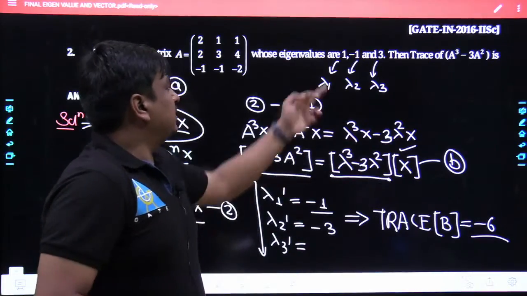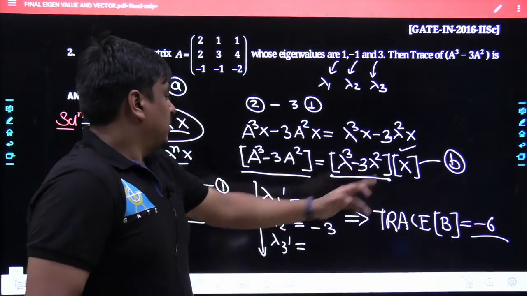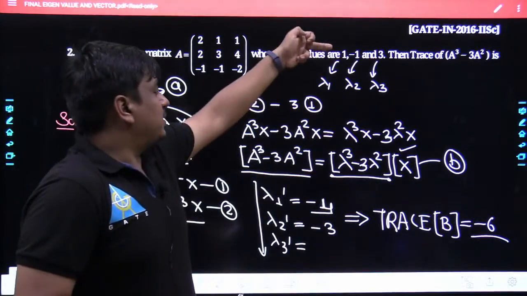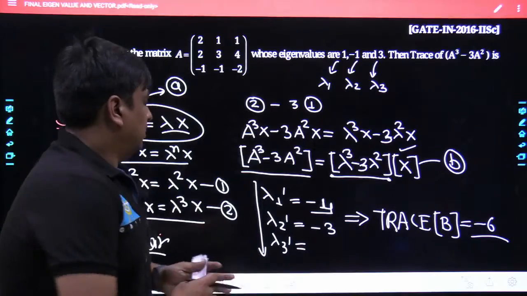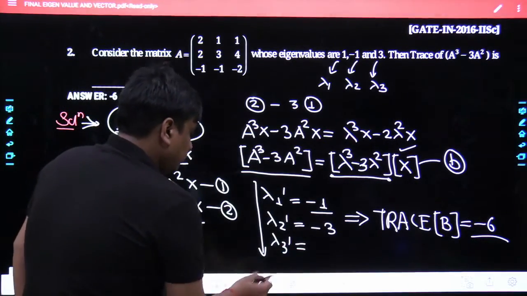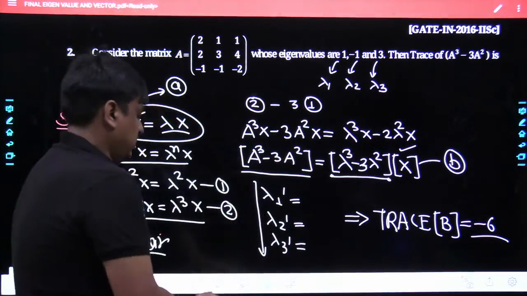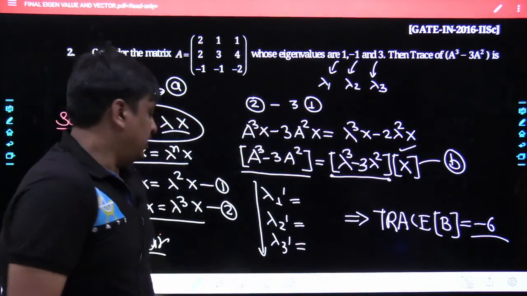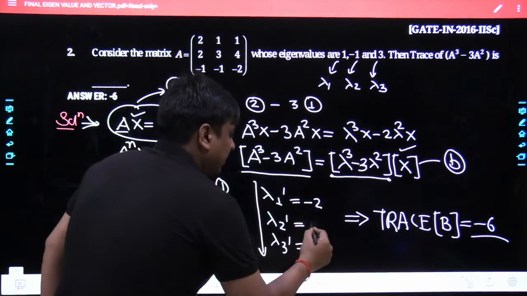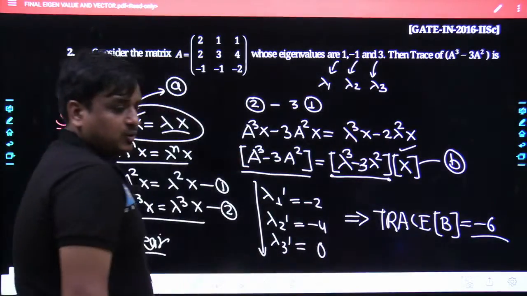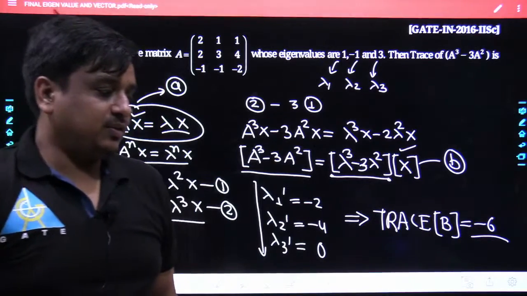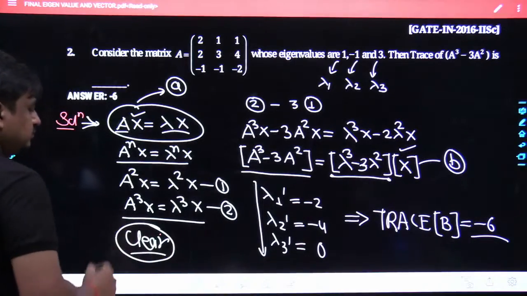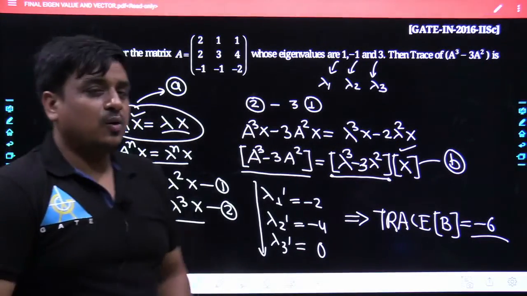Now you can start feeding the data. Here it would be 1 minus 3, that would be minus 2, and then minus 4, and here it would become 0. So the basic change has to come over here. At the end of the day, the result is going to be minus 6. Till this point, is each and everything clear?